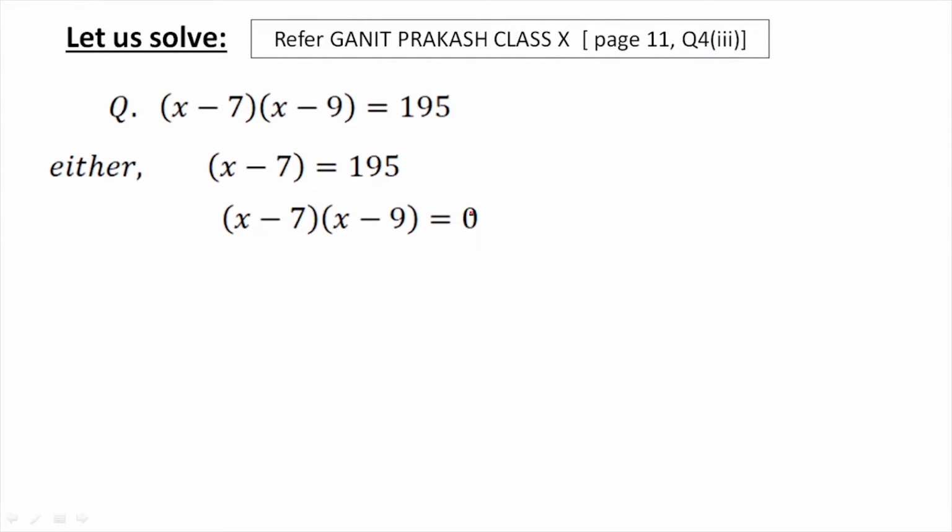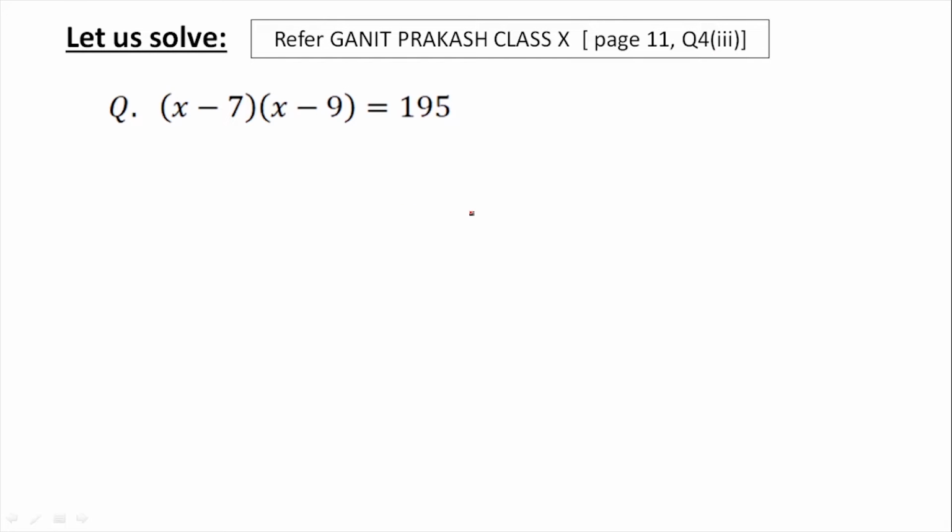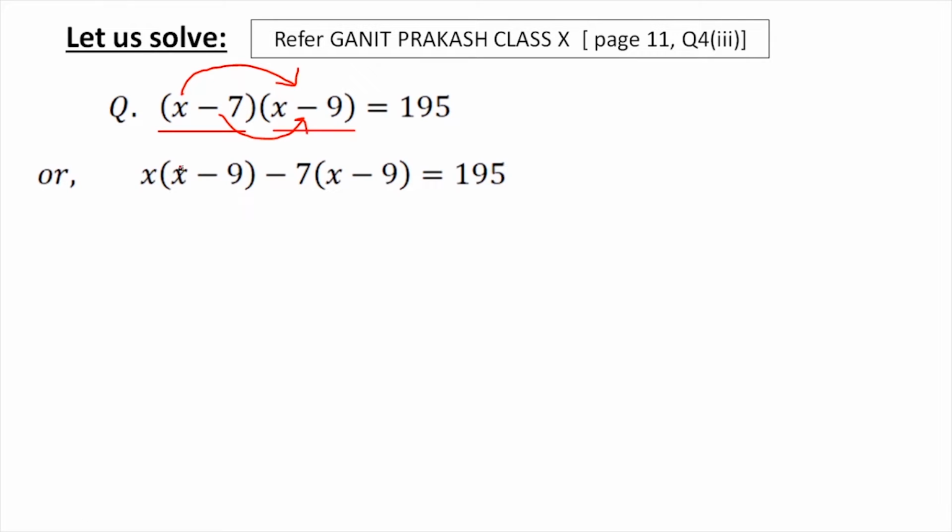So let's see how we solve this problem then. We will multiply x minus 7 with x minus 9. There are two terms here, x minus 7. So we'll multiply x into x minus 9 and minus 7 into x minus 9. So it is x into x minus 9 minus 7 into x minus 9. Simple multiplication. Now x into x is x square, and x into 9 is 9x. 7 into x is 7x, and 7 into 9 is 63.